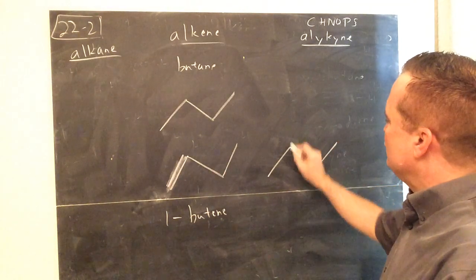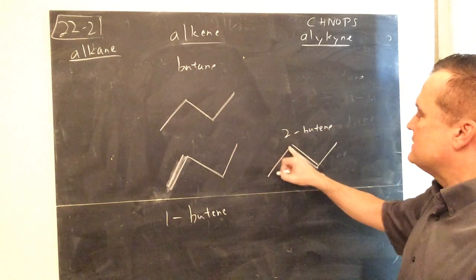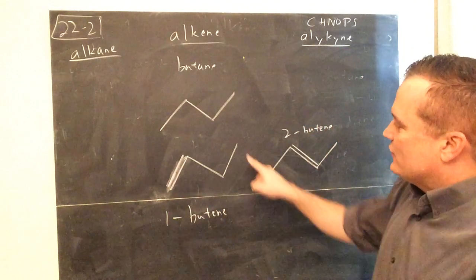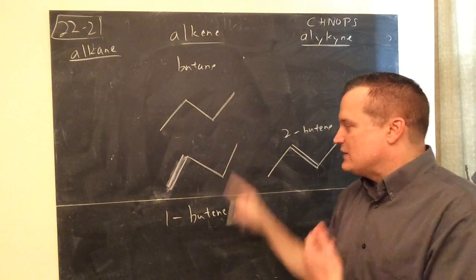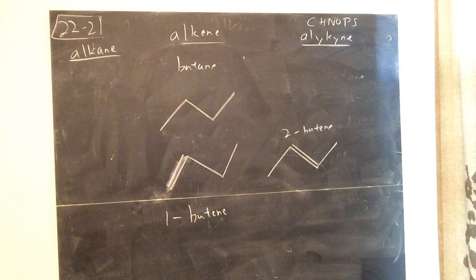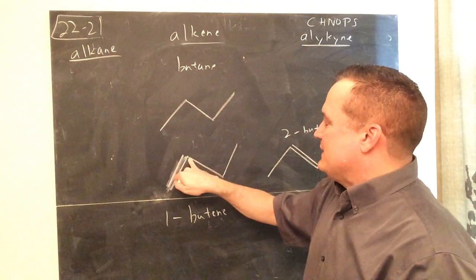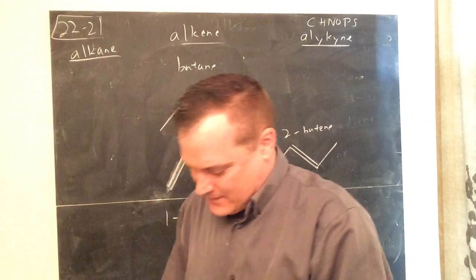So if I put it in the middle, now it will be called 2-butene, because the double bond starts at carbon number 2. Here, the double bond starts at carbon number 1. Now, as we said earlier, what if I went backwards, 1, 2, 3-butene? Well, there'd be no such thing as 3-butene, because 3-butene would really be 1-butene. Okay, and I'll try and show you this with the double bond as well.